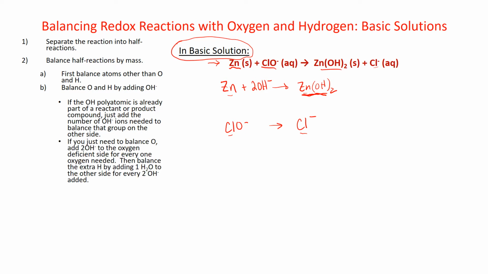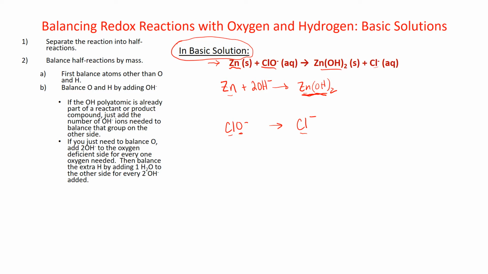If, however, you see that you have just oxygen that you need to balance, like in our second half reaction, we have one oxygen on the reactant side and we have no oxygens on the product side. So we need to add an oxygen term. Now you are still going to add hydroxide to actually balance that oxygen since it contains oxygen as part of it. But you're actually going to do this a little bit differently. You are going to add 2 hydroxide ions for every 1 oxygen that you need to balance.